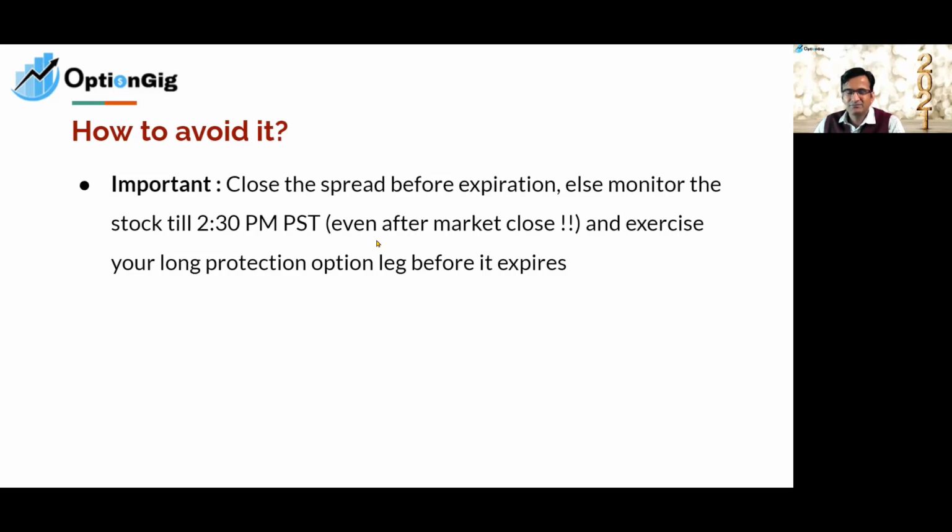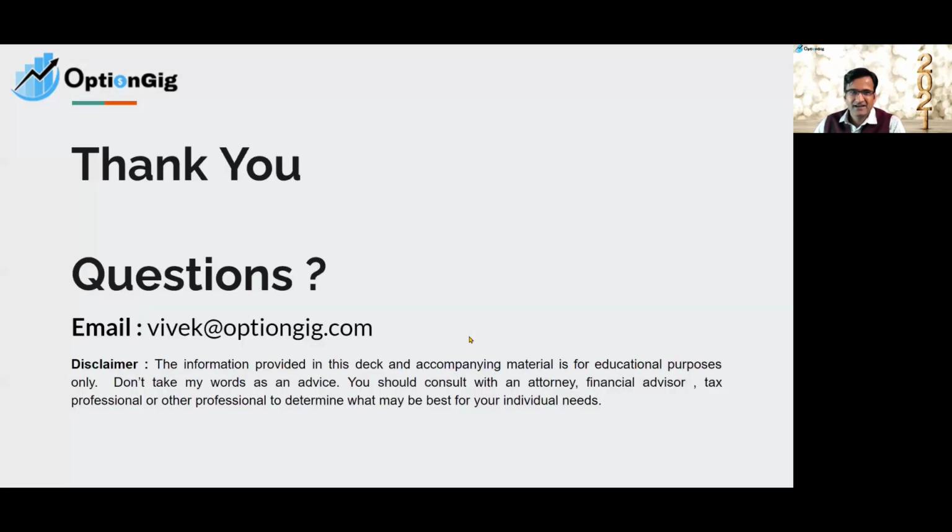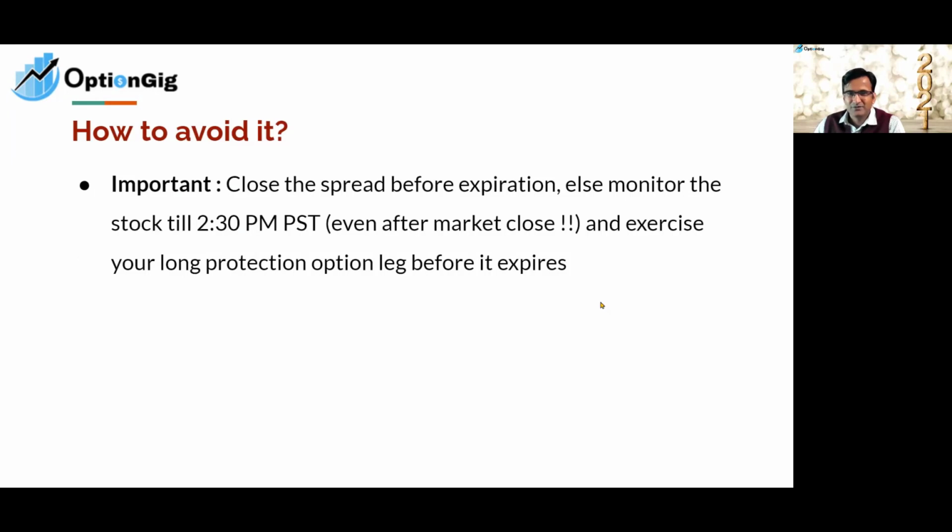And if you know that it has fallen below 410, it will be exercised. You should have reached out to your broker and said, exercise my 409 long put. In that case, his loss would have been just $500. But he wasn't monitoring the market. He didn't know that Tesla had fallen to 390 after hours. So that's a sad story, but it teaches a very important lesson.